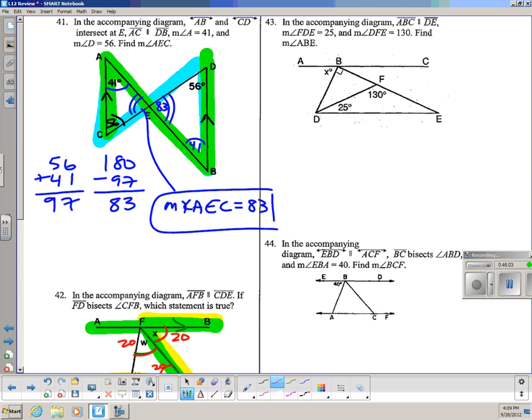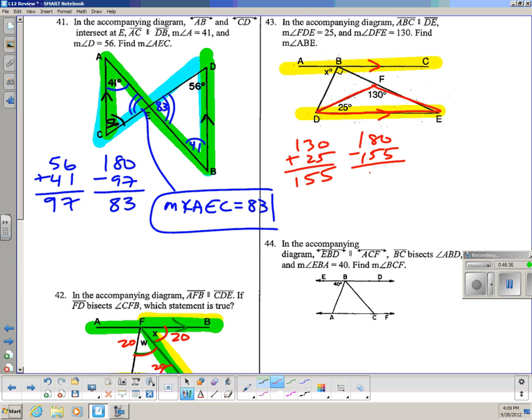Number 43 says, in the accompanying diagram, ABC is parallel to DE. So we have two parallel lines here. FDE is 25, and the measure of angle DFE is 130. They want us to find angle ABE. Well, first things first, I have a nice little triangle down here with two of the angle measurements in there. So I can go 130 plus 25 is 155. Subtract from 180, and we get 25.